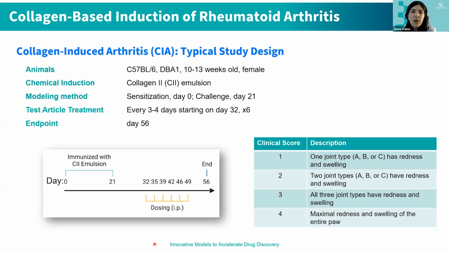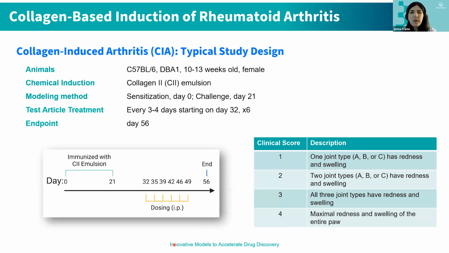The next model is collagen-induced arthritis, or CIA, which is another common experimental rheumatoid arthritis model. Now, this model is induced by immunization with type 2 collagen. And this is the major constituent protein of articular cartilage. Animal models immunized with COL2 develop autoimmune polyarthritis, which shares several clinical and histologic features with rheumatoid arthritis.